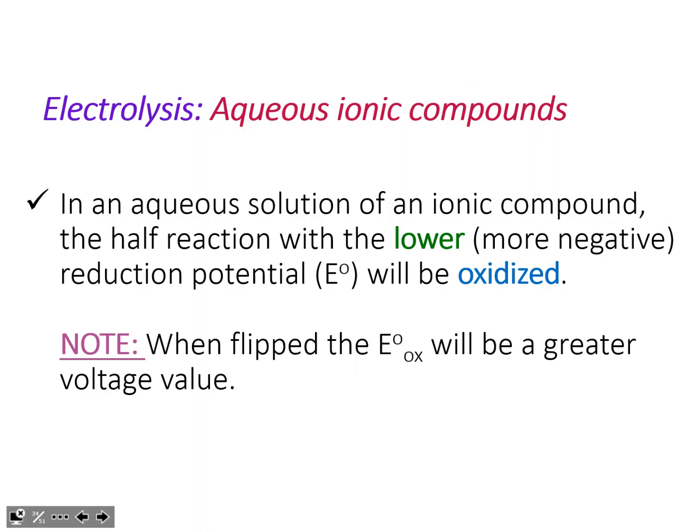Now, you can think about the oxidation ones in two ways. The first way, which I don't think about it this way, is that in aqueous solution of the ionic compound, the half reaction with the lower or more negative reduction potential will be oxidized. I don't like trying to look at the reduction potentials that way, so instead I just flip them and make them oxidation potentials. When you flip them and make them oxidation potentials, you change the sign and then you just still go with the more positive one. Okay, flip them, change the sign, more positive is going to be the one oxidized.